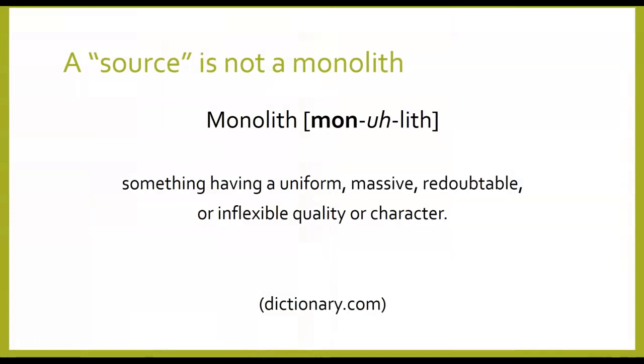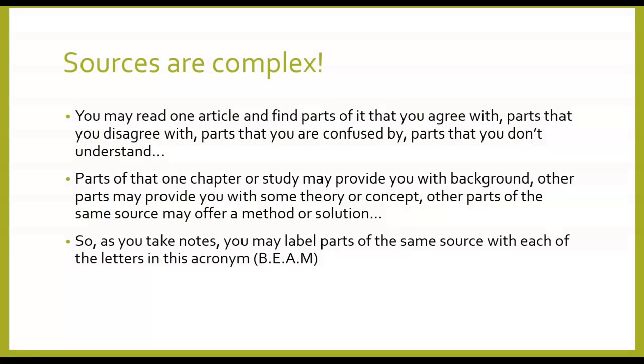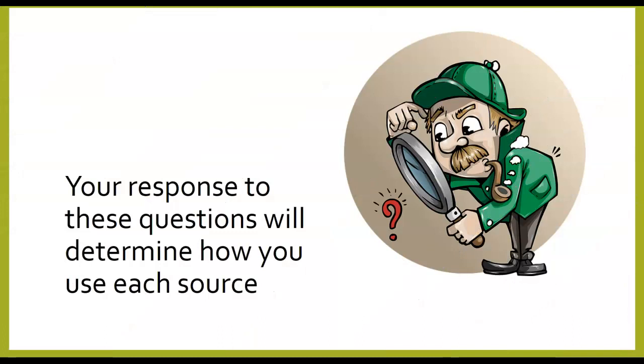Now, a source is not a monolith. A monolith is something having a uniform, massive, redoubtable, or inflexible quality or character. That just simply means that even one source could be any number of things for you. You may read one article and find parts of it that you agree with, parts that you disagree with, parts that you are confused by, parts that you don't understand. One chapter or study may provide you with background, other parts may provide you with some theory or concept, other parts of the source may offer a method or solution, and so on. So as you take notes, you may label parts of the same source with each of the letters in this acronym. Your responses to these questions will determine how you use each source.